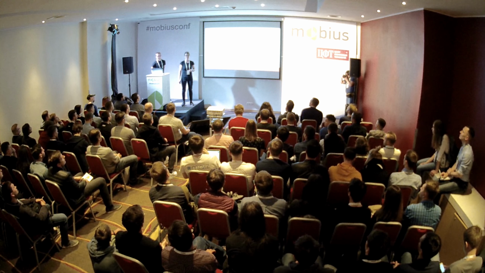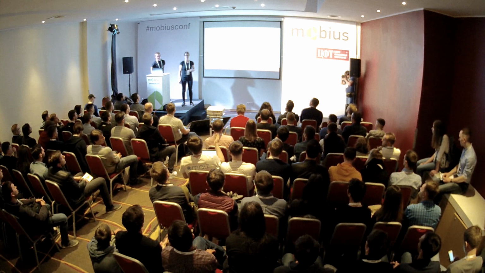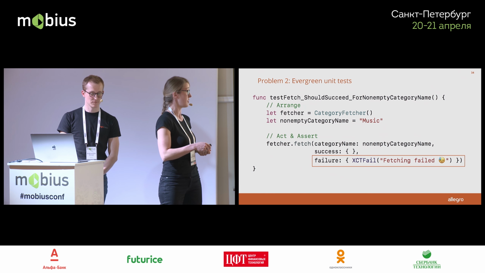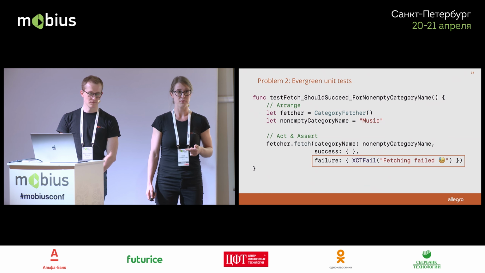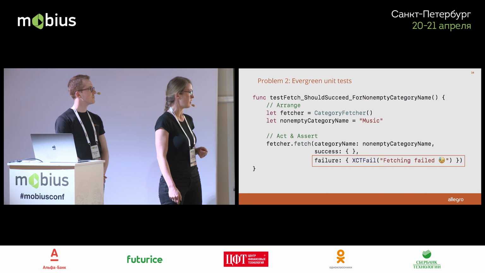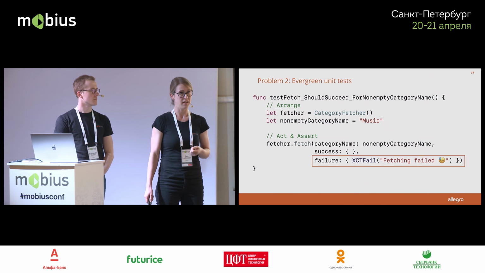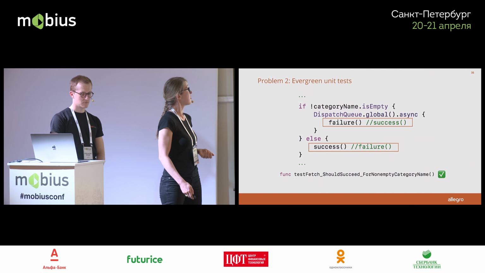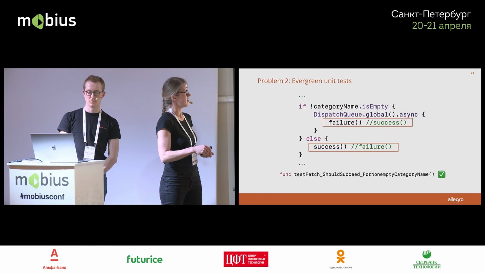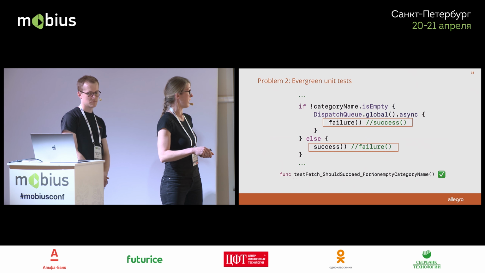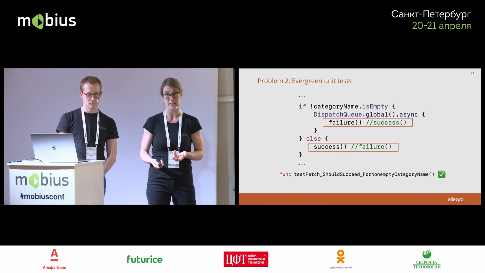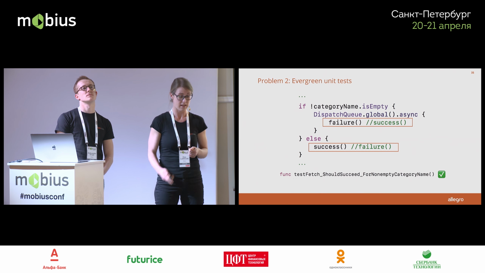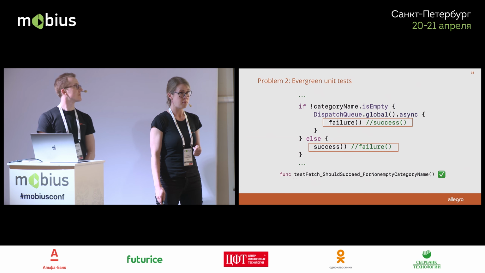Yeah, exactly. The idea is that the success closure is called asynchronously. So this test is likely to complete before the actual fetching completes. So this test will always pass. Even though we change success for failure or failure for success and rerun the test, it will still be green because the call is asynchronous.